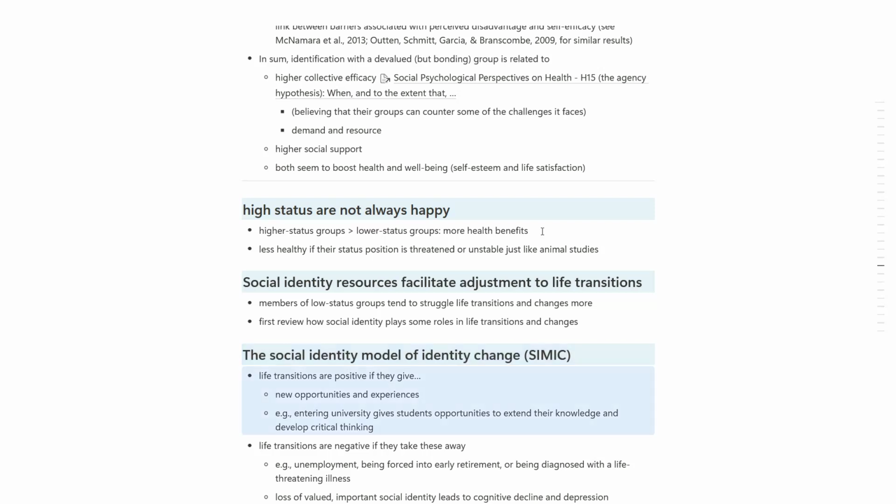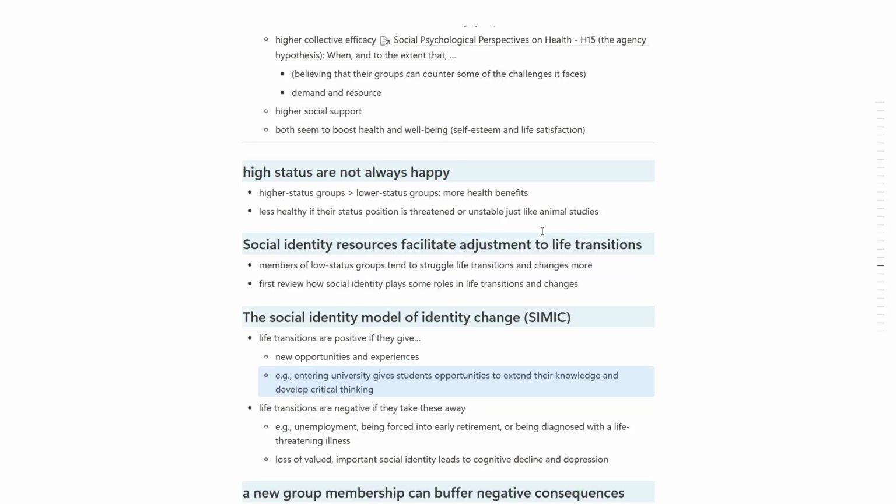So in general, life transitions can be positive if they can provide new opportunities and experiences. For example, entering university gives students opportunities to extend their knowledge and develop critical thinking. If this or other similar things happen, then life transitions can be positive. But life transitions could also be negative if they take these new opportunities and experiences away.